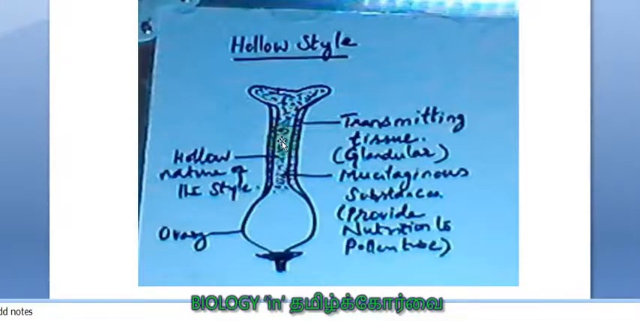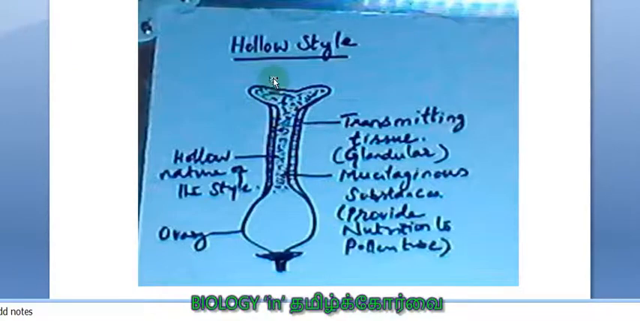There are no cells or tissue present here. Some mucilaginous substance is present that is produced by the transmitting tissue. The inner space is lined by the transmitting tissue, which is glandular in nature. It produces the mucilaginous substance. This mucilaginous substance provides nutrients to the growing or elongating pollen tube.